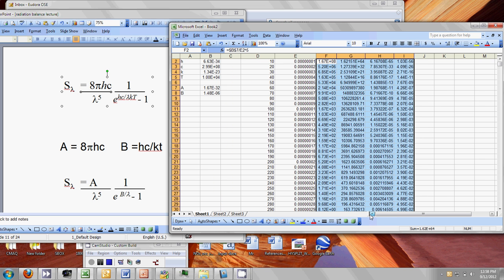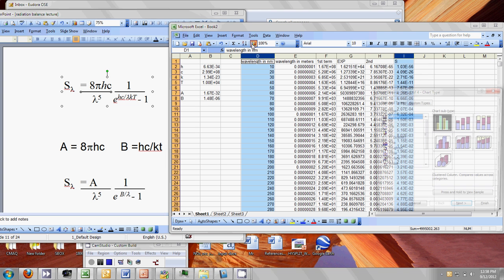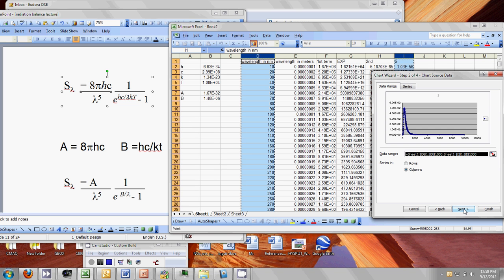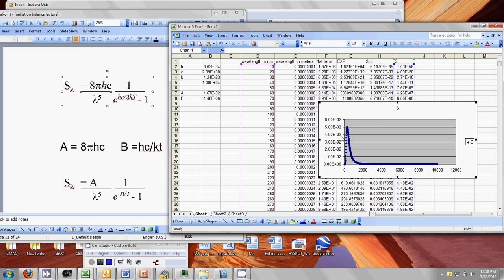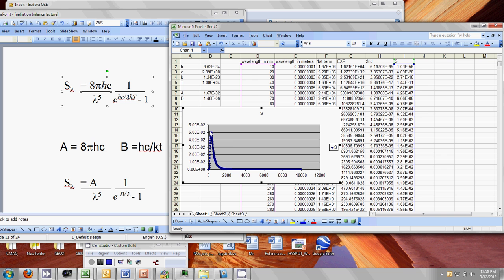Okay, so what you want to plot then is your S as a function of wavelength, and we can just use nanometers. Scatter plot like this, and we will finish it. So that is what your blackbody curve looks like at a temperature of 1 times 10 to the 4th. So now you can play with this by looking at how the wavelength changes as we change temperature.